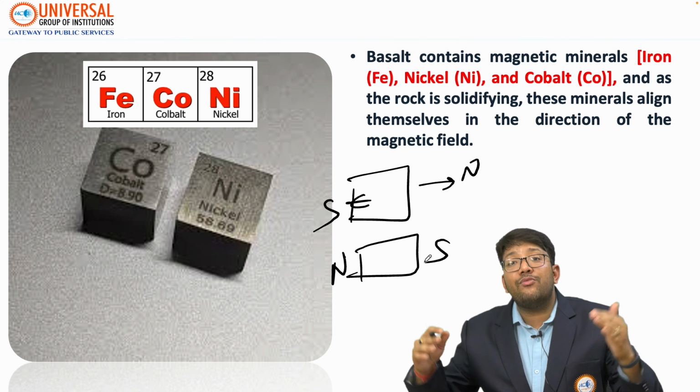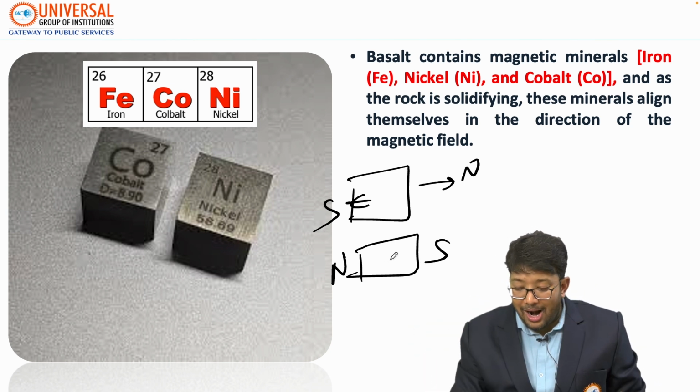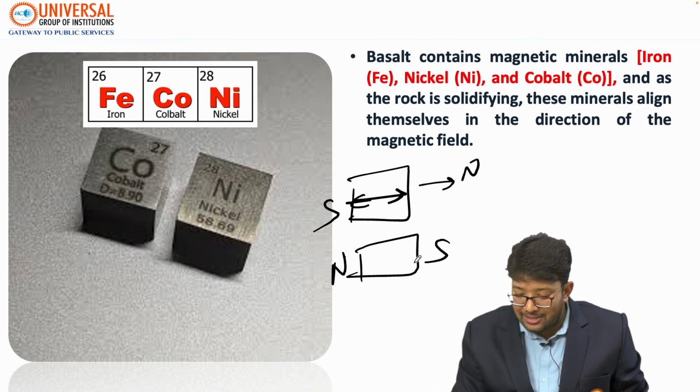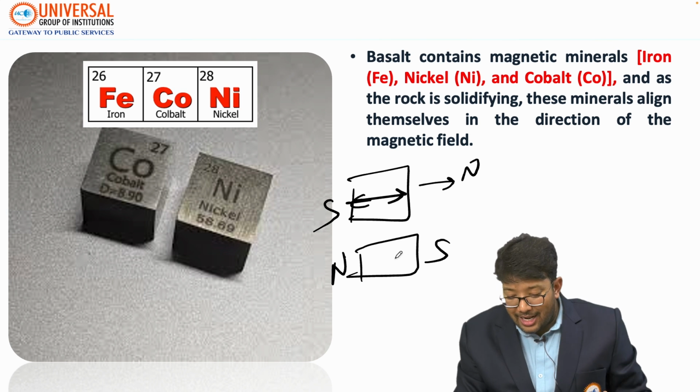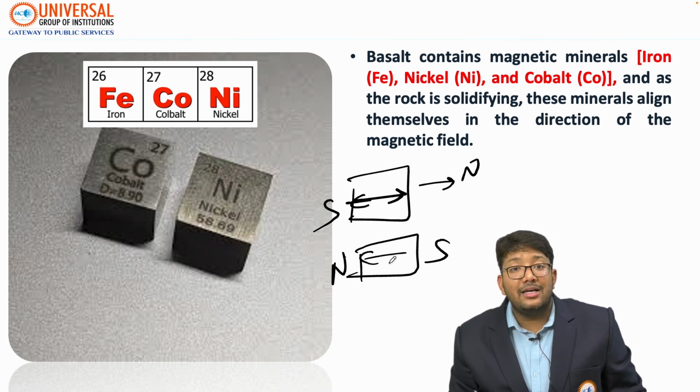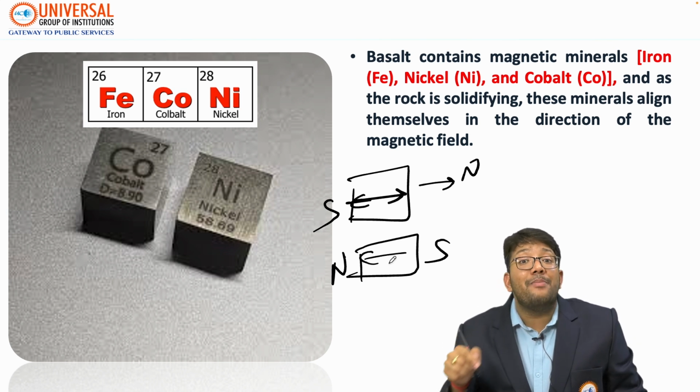The next time when a volcanic eruption happens, the direction of the minerals, earlier it was this, later the direction of the rocks will be like that. Okay, this is called geomagnetic reversal.